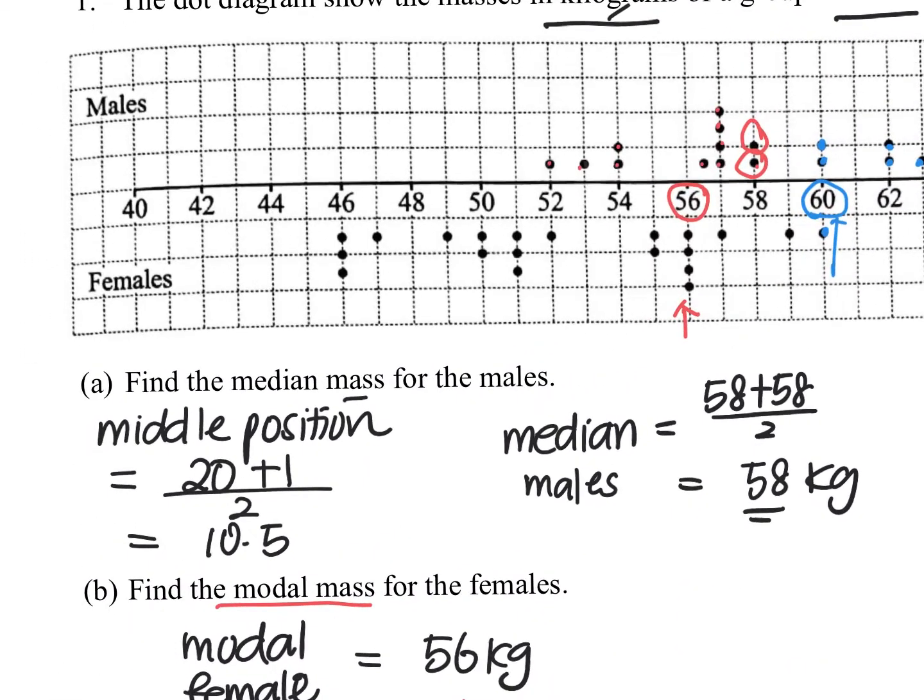Let's take a look at our female data. We have 46 times 3, plus the next data 47 one time, plus 49, plus 50 has a frequency of 2, so 50 times 2, plus 51 has a frequency of 3, plus 52 one time, plus 55 with a frequency of 2, and 56 four times, plus 57, plus 59, and 1 unit of 60. So I got my total mass to be 1049.